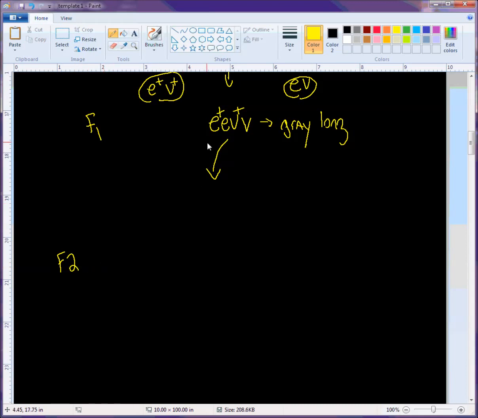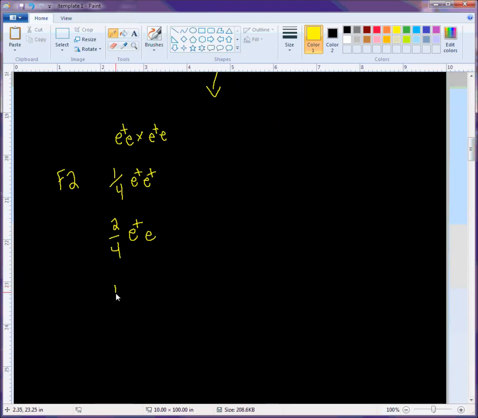So for the forked line method, we're just going to break these genes up and consider them one at a time. So if we crossed E plus E flies to E plus E flies, we know this is just like Mendel's monohybrid cross in the F1 generation. Going to F2, we are going to have 1/4 flies that are homozygous for the wild type allele, 2/4 of them are going to be E plus E, and 1/4 are going to have two little e's.